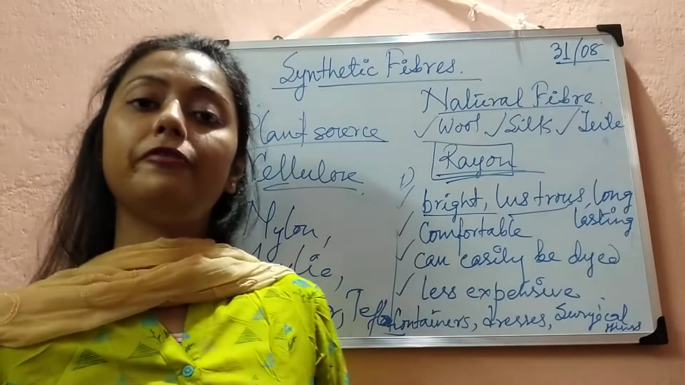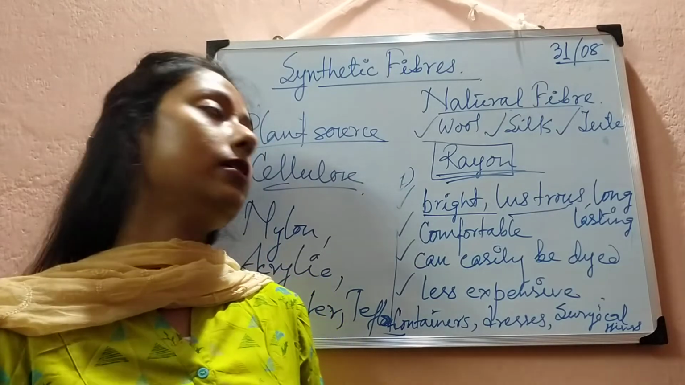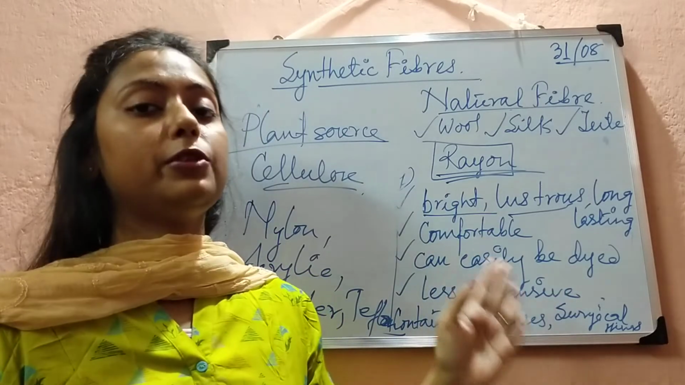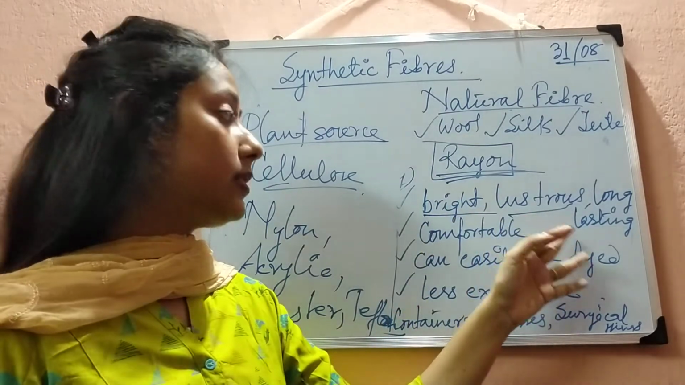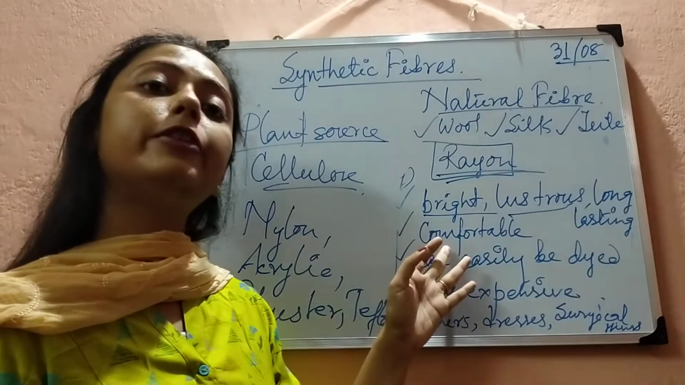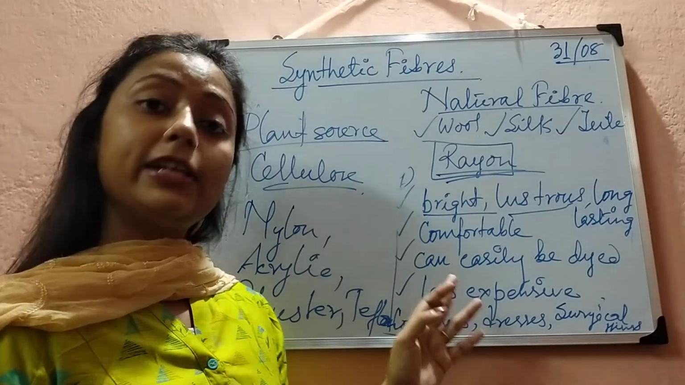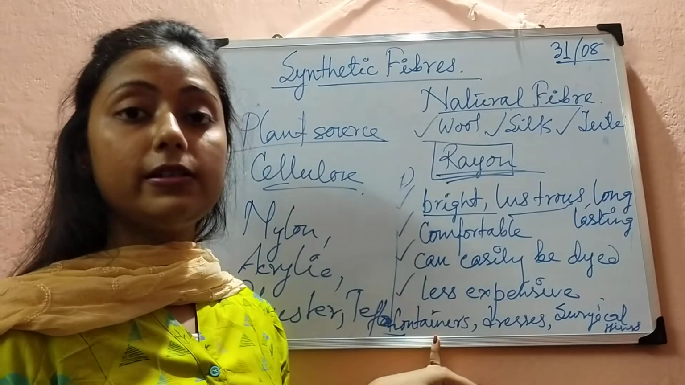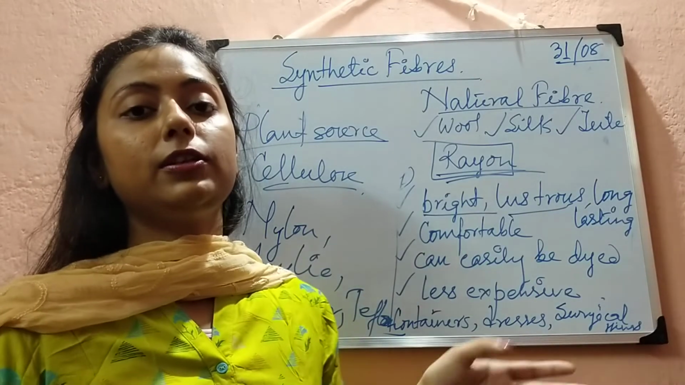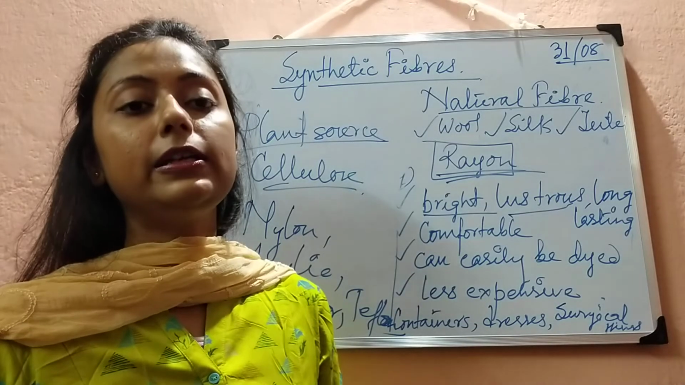And what is rayon? Rayon is the intermediate between the natural and synthetic fibers, because it is plant source and the process is purely artificial. Rayons are very bright, lustrous and long lasting, of course. It is very comfortable to wear, can easily be dyed in various colors, less expensive than the silk one, and it is used to make containers, dresses, surgical instruments, medical instruments, carpets, etc.